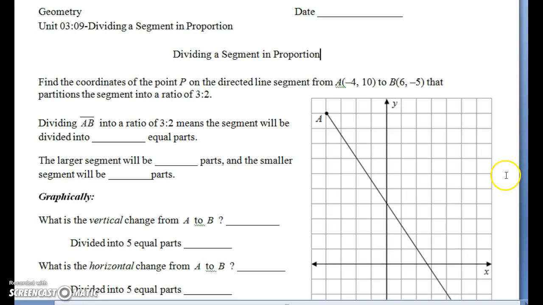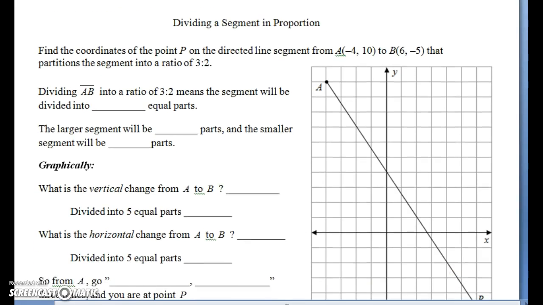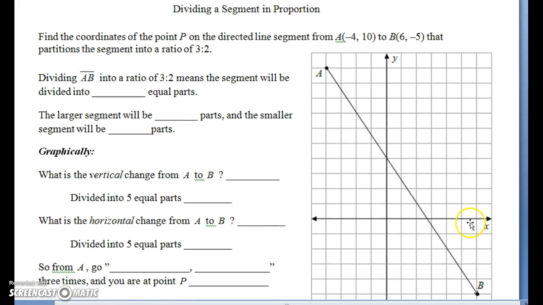This is Geometry Unit 3, Lesson 9 on dividing a segment in proportion. When you divide a segment in proportion, what are you actually doing? Well, let's take a look at our segment and see if we can figure it out. Let's find the coordinates of point P on the directed segment from A (-4, 10) to B (6, -5) that partitions the segment into a ratio of 3 to 2.